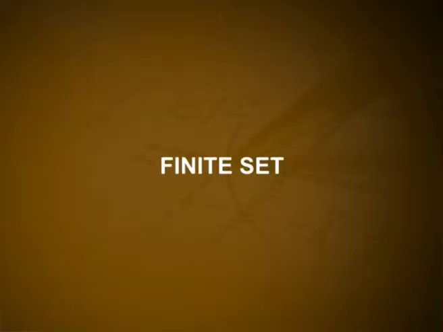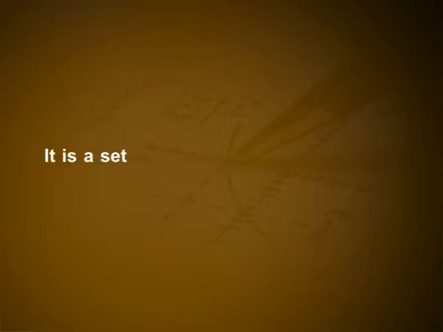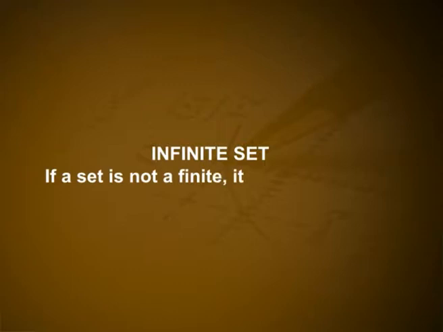Next is finite set. It is a set having finitely many elements in it. The number of elements in a set is usually called the cardinality. We denote the cardinality of the set A by #A. Next is infinite set. If a set is not finite, it is an infinite set.